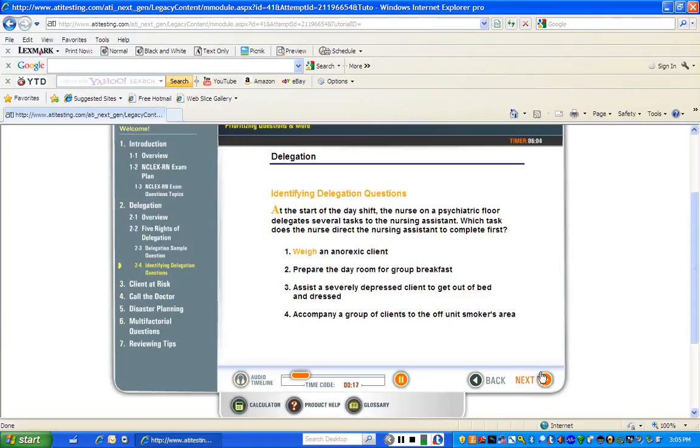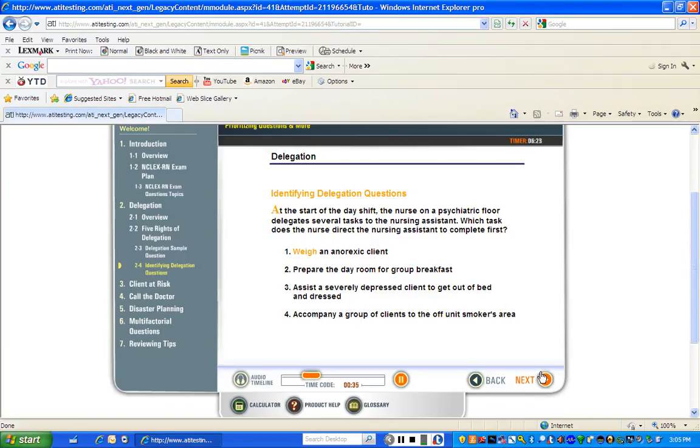Let's identify those critical elements beginning with the key words. The key words are start of the day shift and first. The client is the nursing assistant. The issue is which task to delegate first. This type of stem is a priority response stem. Let's start to look at and eliminate distractors.